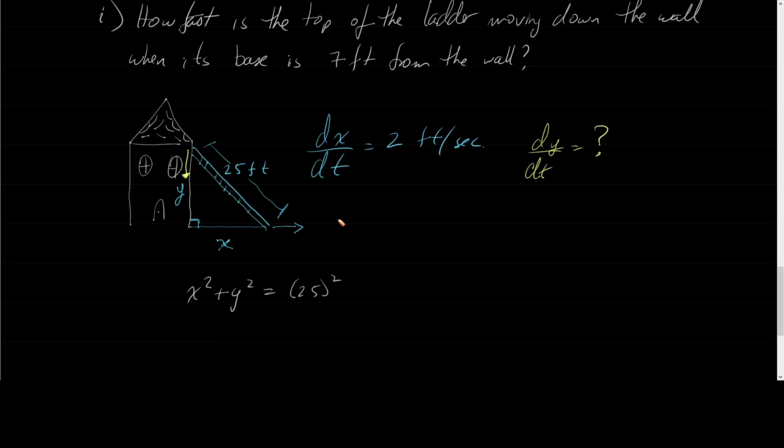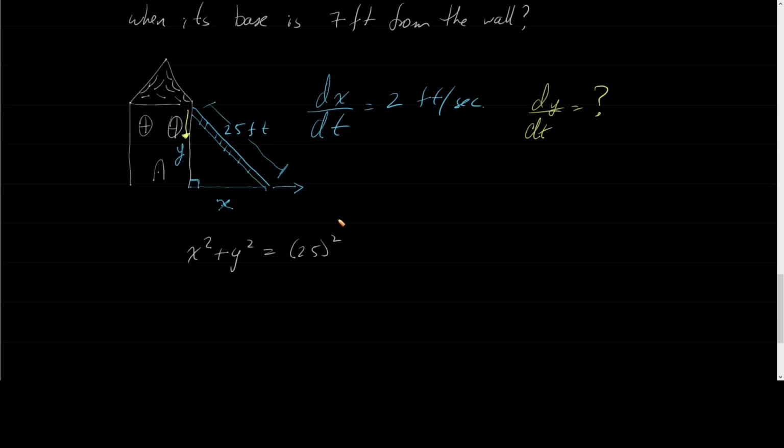All right, so now that I've got that, I'm going to take the derivative of both sides here. Let me just shift this. I'm going to take the derivative of both sides, and I'm going to use implicit differentiation with respect to t, because x is changing with respect to time, y is changing with respect to time. This ladder, this length, is not changing with respect to time, right? The ladder stays 25 feet long throughout the entire ordeal. It's not getting smaller or bigger.